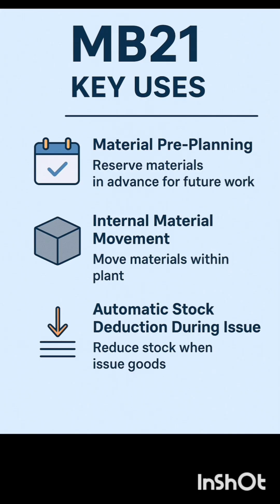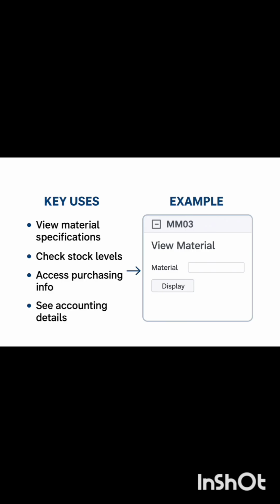For first usage, material pre-planning is to reserve materials in advance for future work. In internal material movement, it is to move materials within plant, and for third usage, it is to reduce stock when issuing goods. MM03 transaction is used to view materials and different details. Its key uses include view material specifications, check stock levels, access purchasing information, see accounting details, and all the relevant information relating to that material code is visible through MM03 transaction.